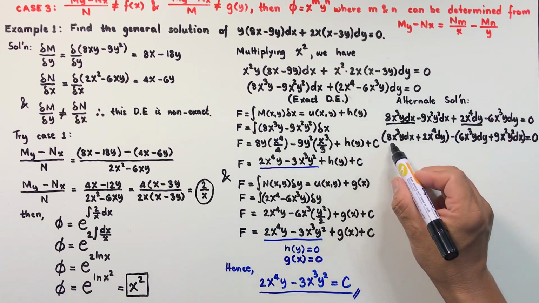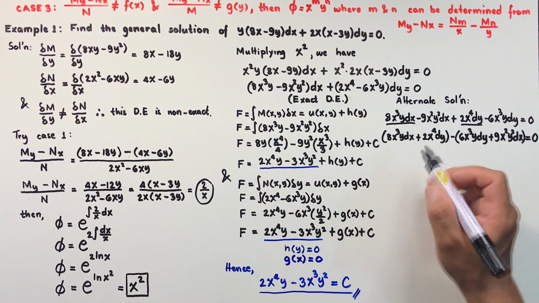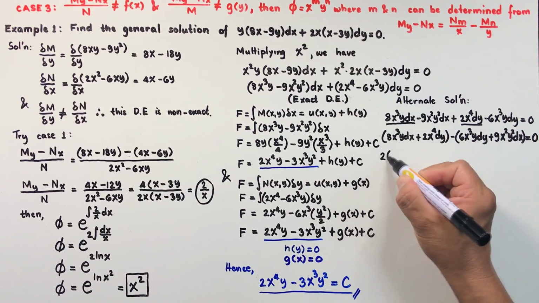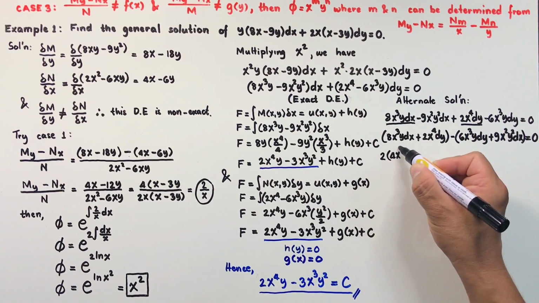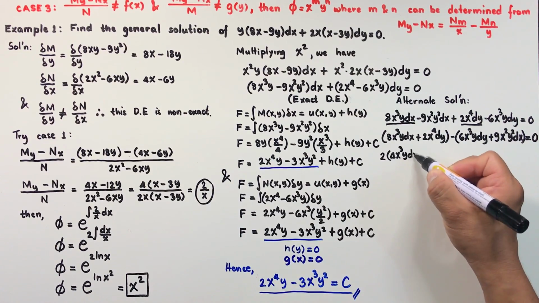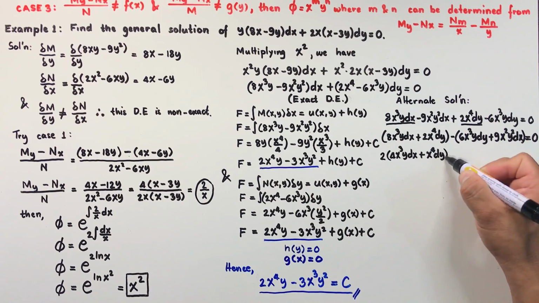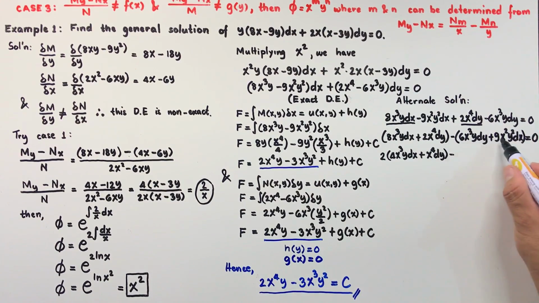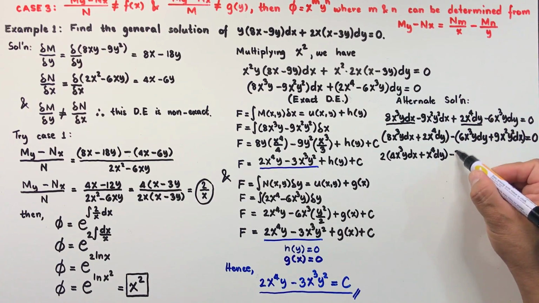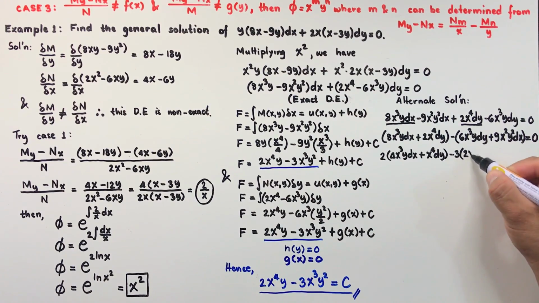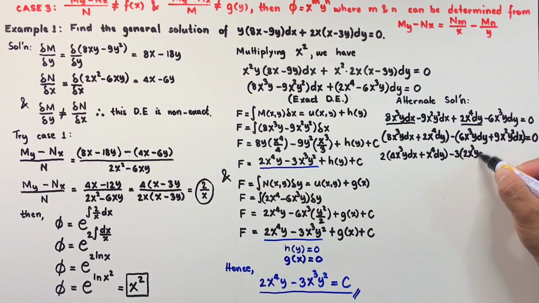So factoring the common numerical coefficient here, we have 2 times 4x cubed y dx plus x to the power 4 dy, and also for this one, factoring the common numerical coefficient, which is 3, we have 2x cubed y dy plus 3x squared y squared dx, and this is equated to 0.